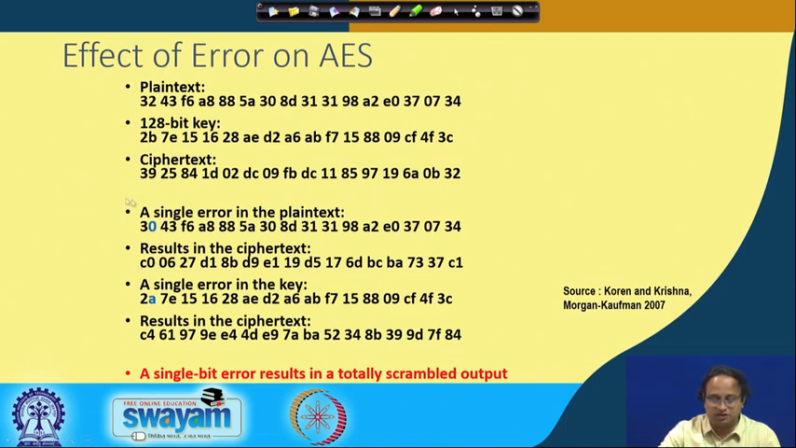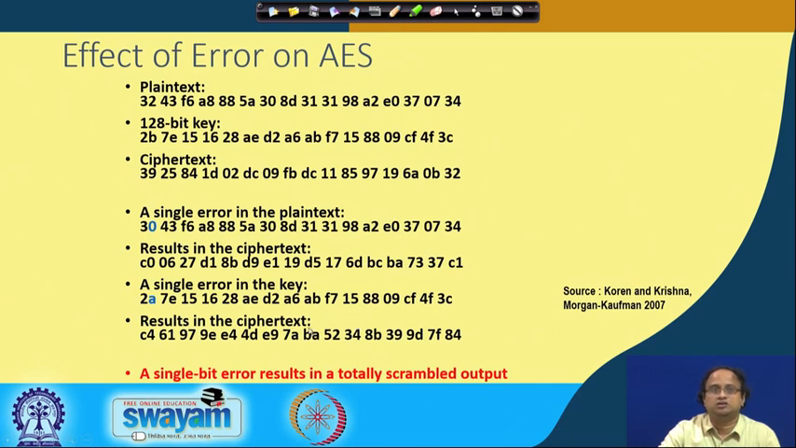You can see this cipher text and this cipher text have almost no correlation; it is completely random. Likewise, a single bit error in the key also leads to a random cipher text, and therefore it shows that it leads to a completely scrambled output. So, AES is a wonderful candidate for a pseudo random function.